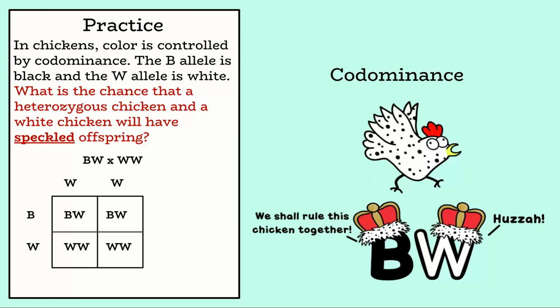And back to my question here, what's the chance that my offspring will be speckled? So which ones are BW? It looks like there's 2 out of 4. So again, my answer is 50%.